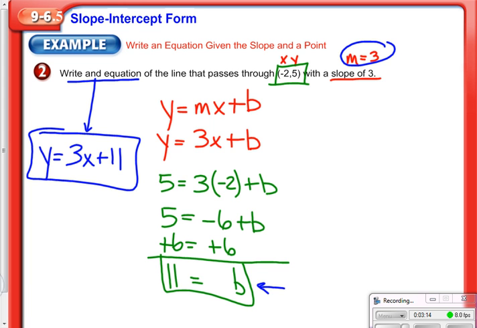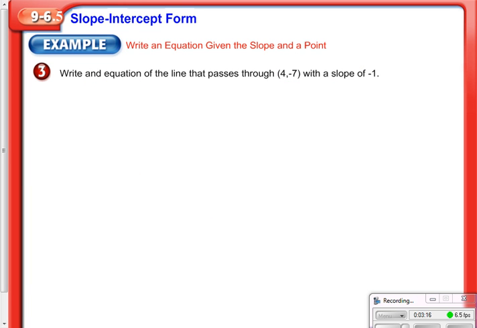Example 3, now I want you to pause the video and work through it just like you did in examples 1 and 2. So first thing we'll do is pull out the slope. M is negative 1. Here's your x and y, and carry on from there.